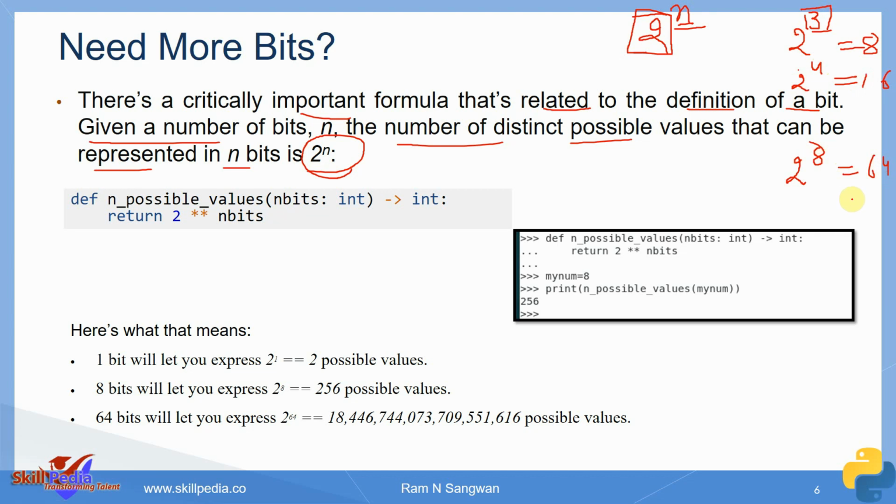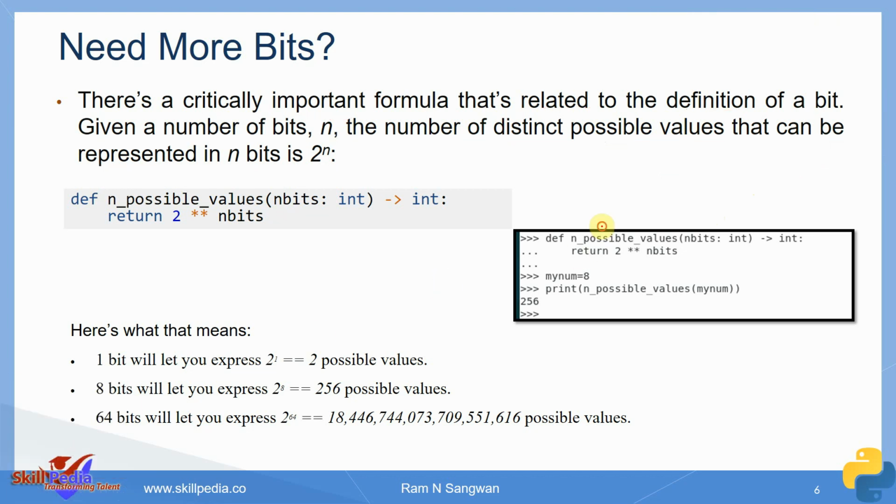This formula goes on and on. So this is the formula. For example, if the base is 10 and you take 2 at a time, that will give you this many possible values. So the formula is base raised to the number of digits at a time, and this formula is written as a function that I defined. Define possible values, number of bits, integer type, return integer value: return 2 raised to the power number of bits.